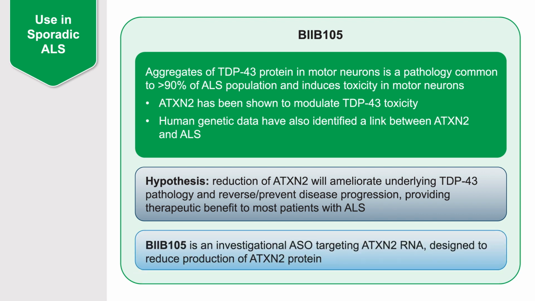BIIB105 is an investigational therapy that's an antisense oligonucleotide targeting Ataxin 2 RNA. It's designed to reduce production of Ataxin 2 protein. It's currently in development as a potential therapy for patients with most forms of ALS.